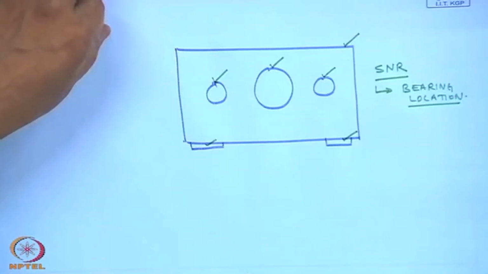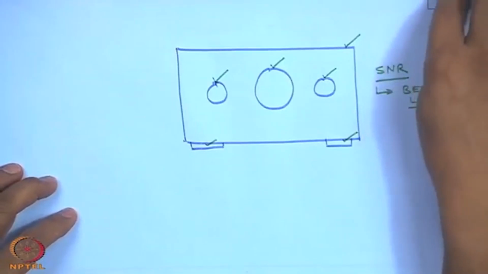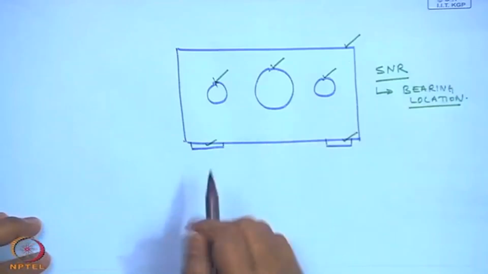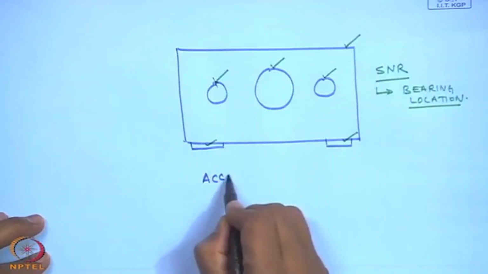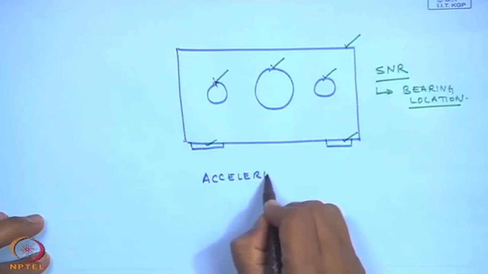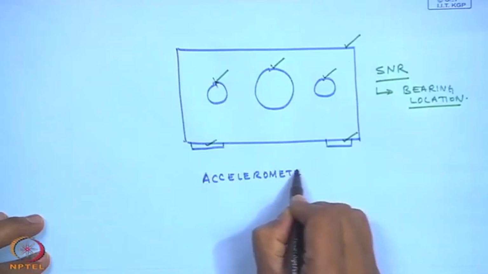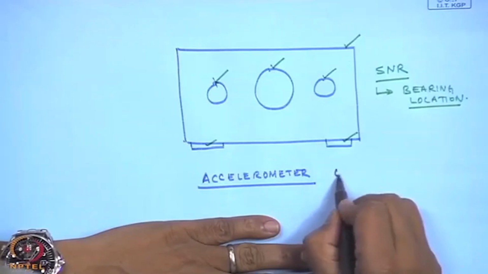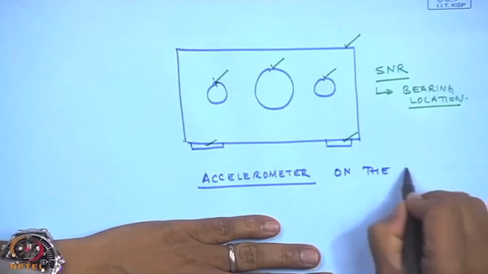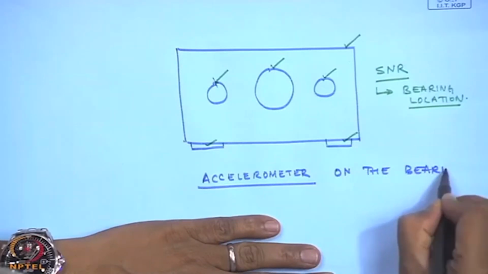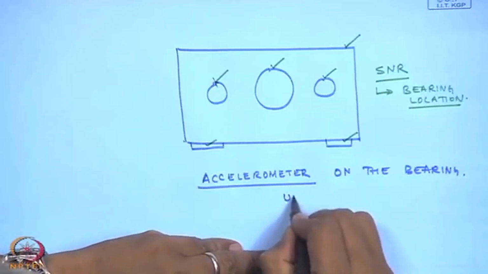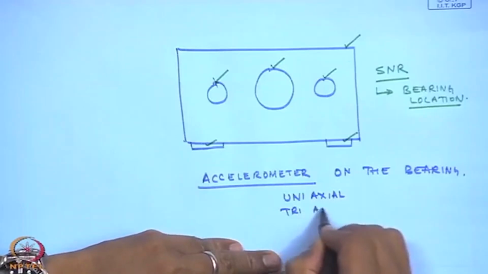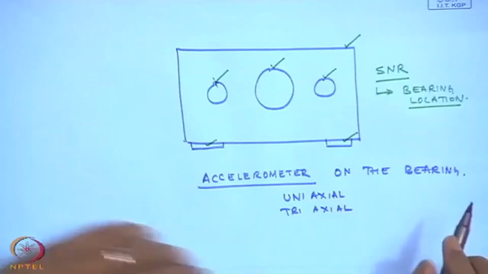Okay. Highest signal to noise ratio will be obtained at the bearing location. So, we have to be careful that we mount the accelerometer on the bearings, and they could be either uniaxial or triaxial. Okay.